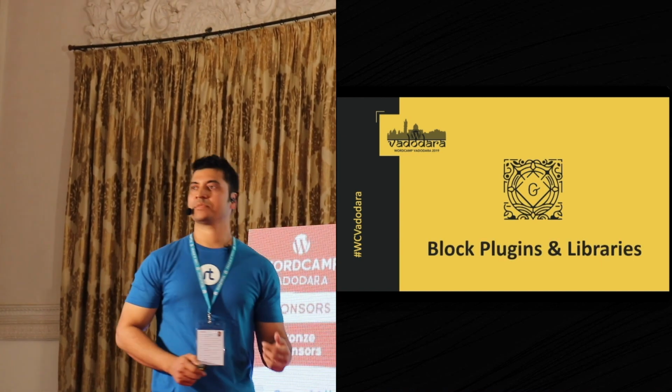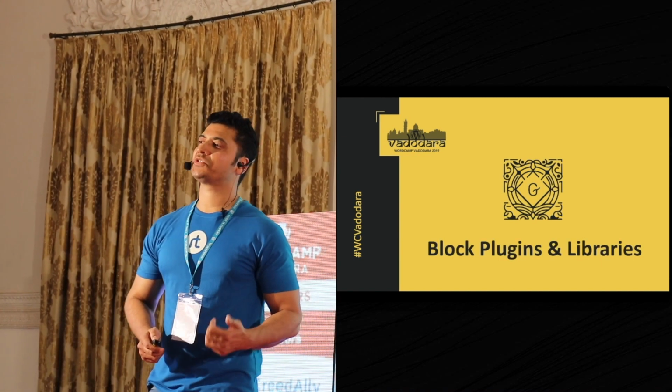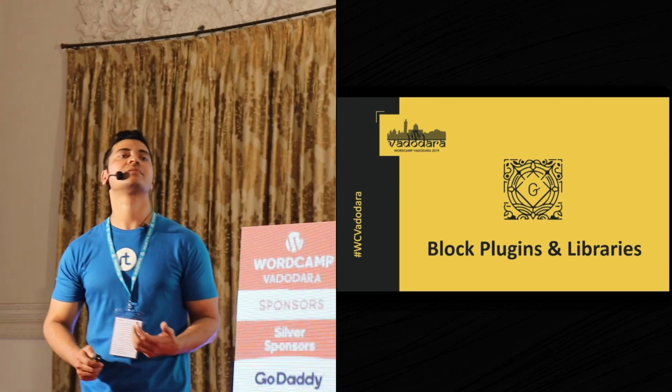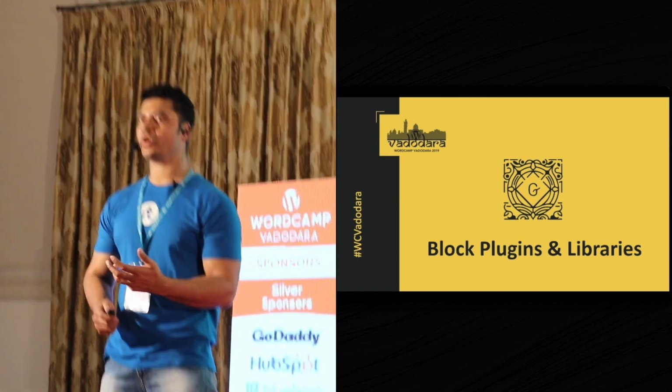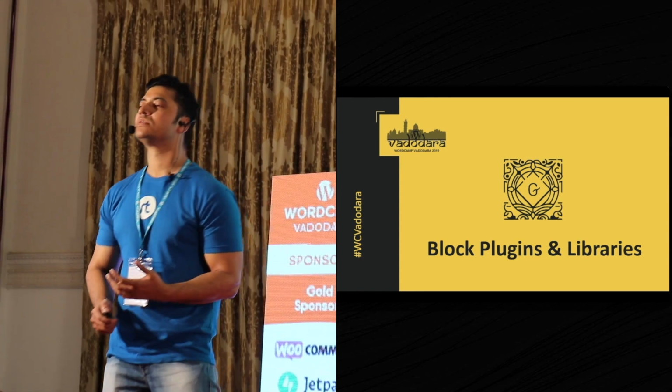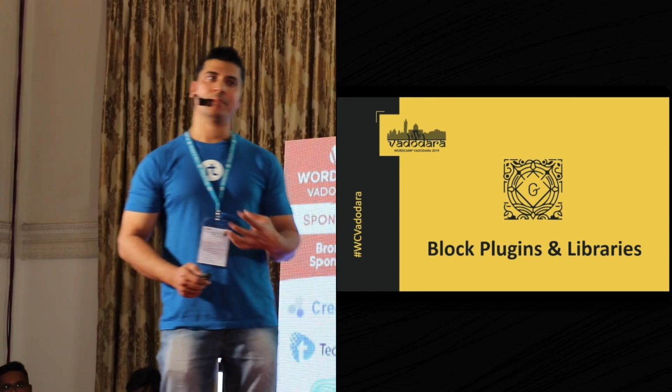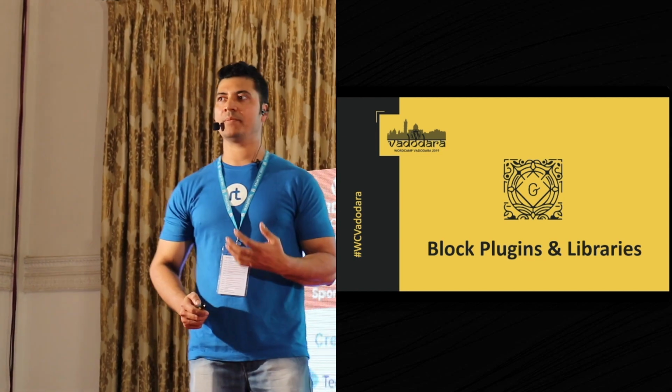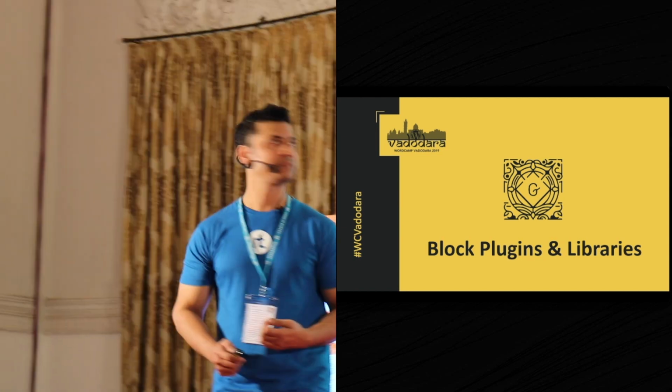Now, there will be times when core blocks will not be really sufficient for you. So you will need something else. I'm sure many of you have come into a situation where a client has told you, okay, I'm looking for something like a review. So either you create a template for that in WordPress or you search for different blocks. So how do we actually do that?